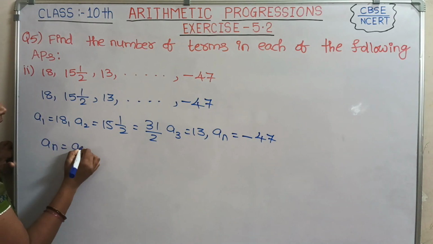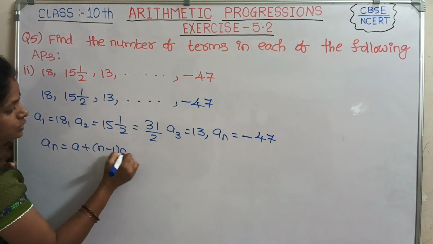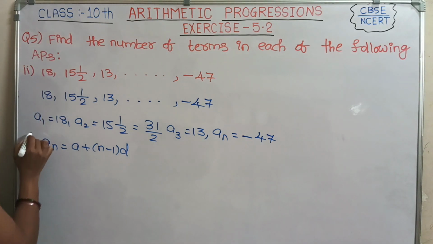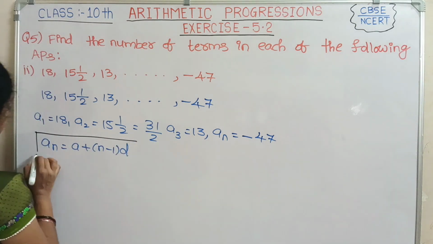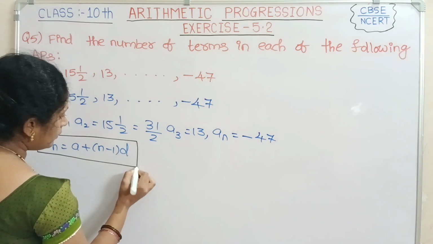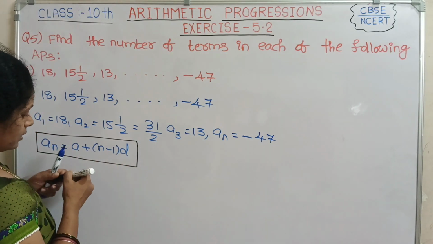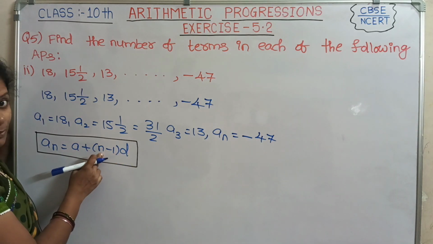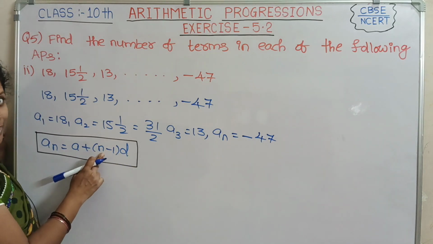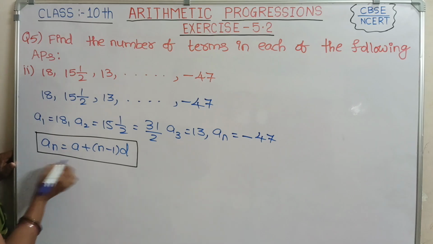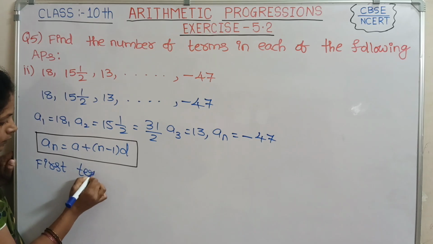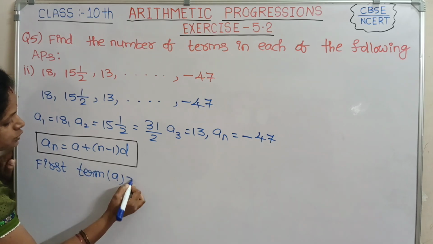an is equal to a plus n minus 1 into d. This is the formula for the nth term in the AP. For that we need a, n and d. We can find out a and d, but finally we will get the value of n, not now, because we don't know the n value. First term a is equal to 18.